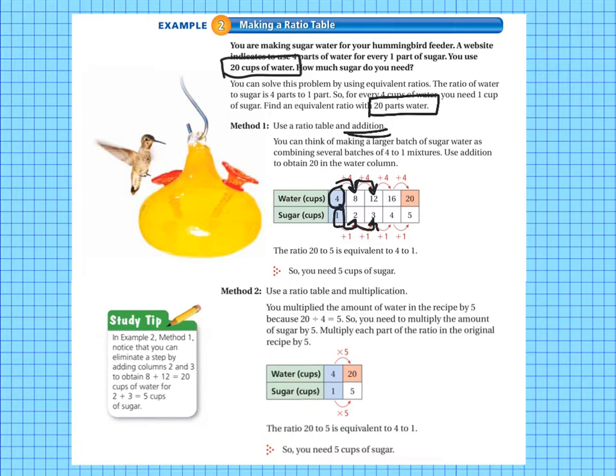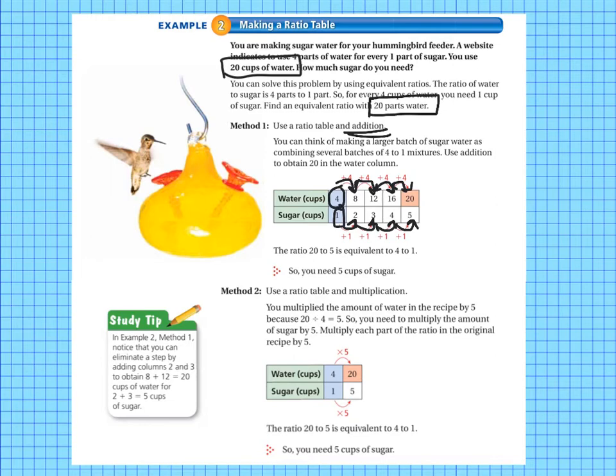That's still not enough. These hummingbirds are hungry. So 16 cups of water. And then I'm going to need 4 cups of sugar. Still not enough. So I'm going to add 4 more cups. And that gives me my 20 cups of water, which means I need to add another cup of sugar, so that's 5 cups of sugar.